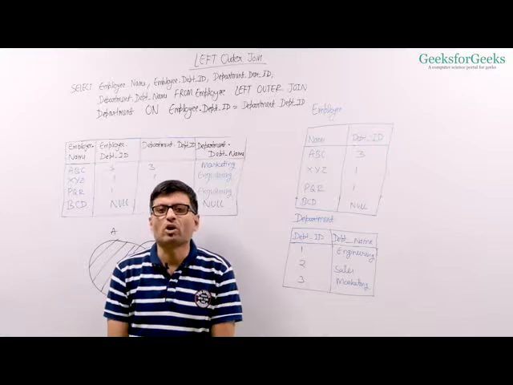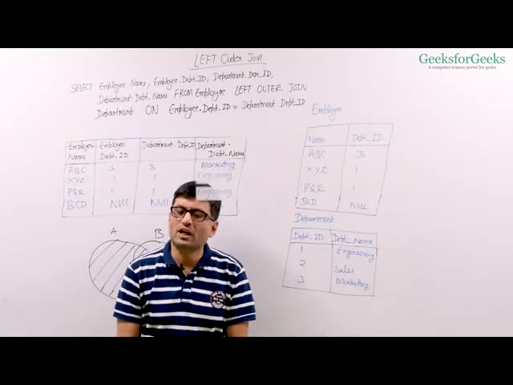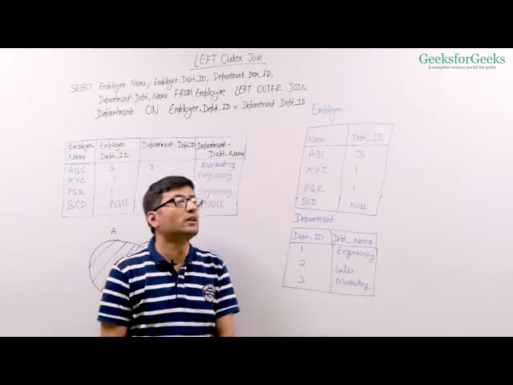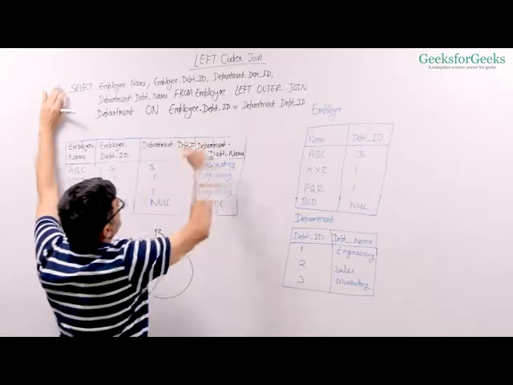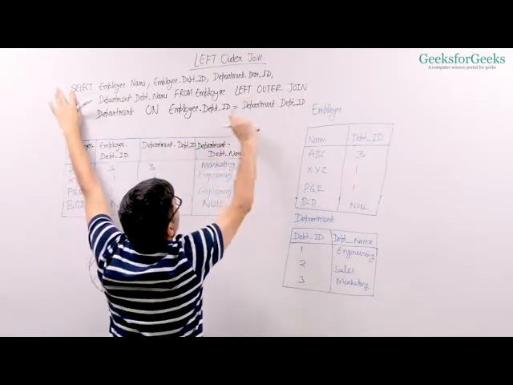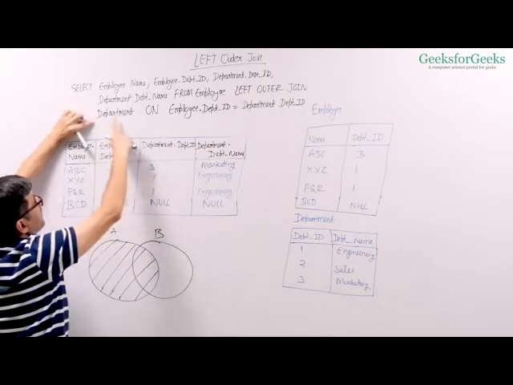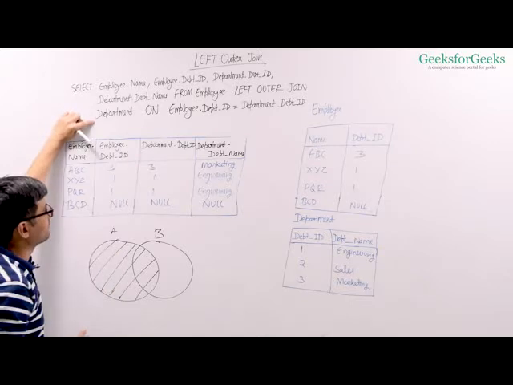So far we have talked about inner joins. Let us now talk about the first outer join. We are going to talk about left outer join. So this is the syntax for left outer join. We write the first table name and then we write the left outer join keyword, and then we write department, the other table name, right table name or second table name.